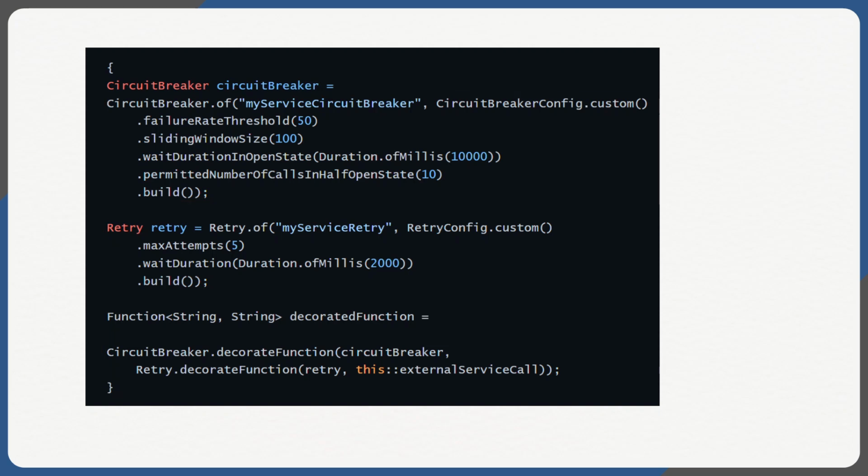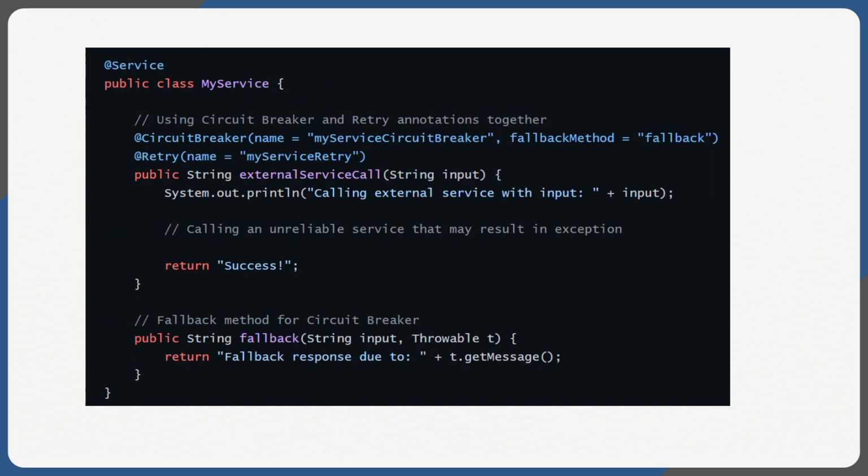A much simpler approach to combine both these strategies is by using annotations. In this code, both circuit breaker and retry mechanisms are applied using annotations. The external call service method is annotated with both circuit breaker and retry. The circuit breaker annotation is configured with a circuit breaker named myServiceCircuitBreaker, and there must be some configuration associated with it, and a fallback method as well, called fallback, which is called when the circuit breaker is triggered. The retry annotation is configured with a retry policy named myServiceRetry.